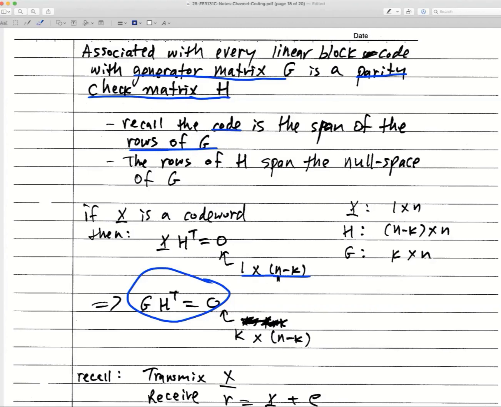Where have we seen that before? Does anyone remember? Think back to syndrome decoding. This is just the syndrome. If I take X and multiply by H transpose, if X is a code word, I will get 0. If X is not a code word, then I will get some value that I can take as a syndrome and use to do syndrome decoding.